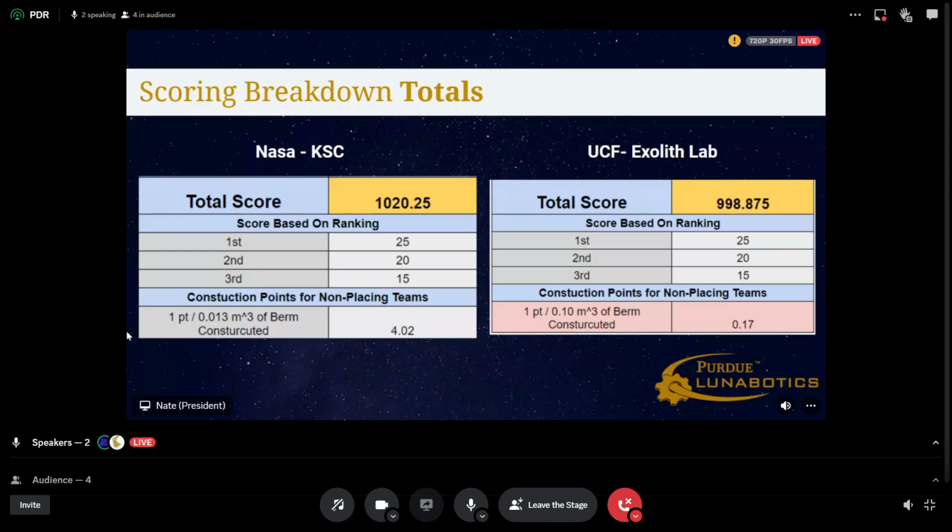So what that all adds up to is scoring about 1,000 points in either competition. You can see the point breakdown here, where based on this score and our placement, we would get 25, 20, or 15 points respectively for first, second, and third. If we do not place in the top 3, we would get 1 point per 13 liters of construction at the KSC competition, and for some reason that's changed by an order of magnitude at UCF. I'm not exactly sure why, but that would basically be our placement in the top 10 to qualify us for the NASA Kennedy Space Center competition.